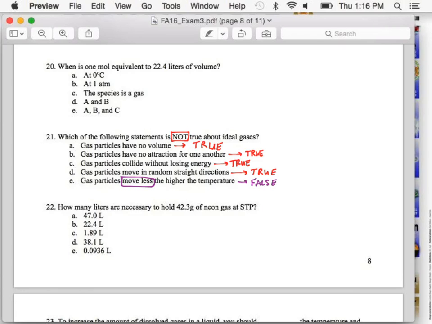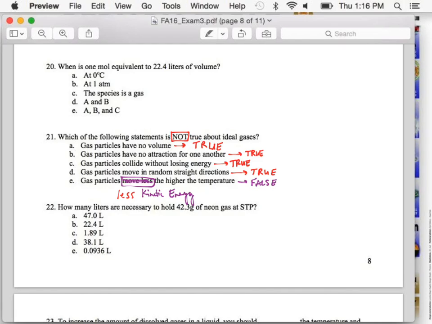We tend to associate moving with temperature. But I could just as easily change this question to: gas particles have more kinetic energy at higher temperatures. Is that one true or false? That's true. And now you wouldn't be able to answer the question because they were all true. So I'd have to go through and make that say less kinetic energy. Make sense? Okay. I actually kind of like that change. That might show up. Other questions?